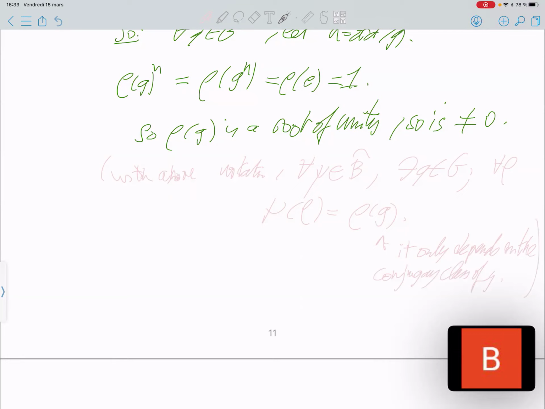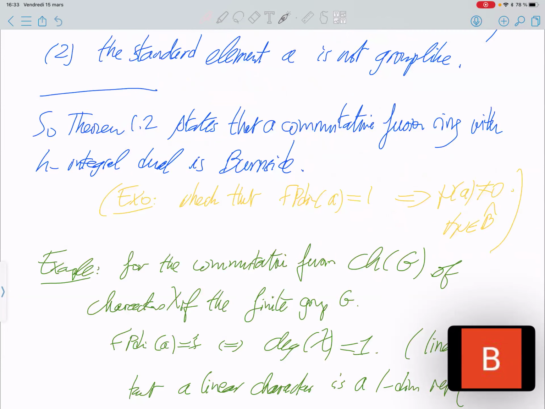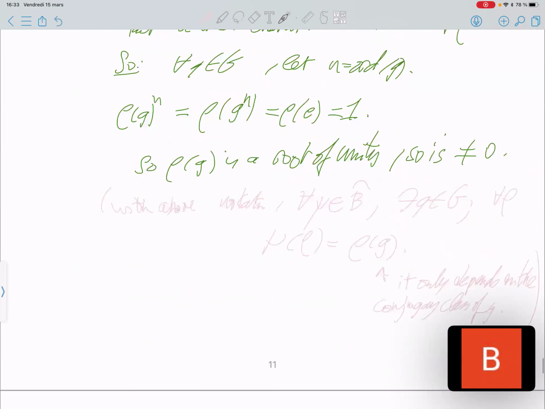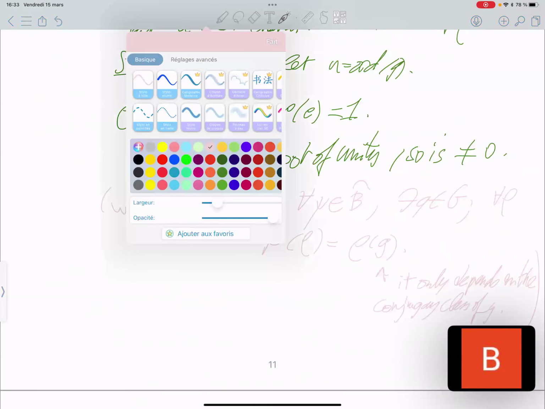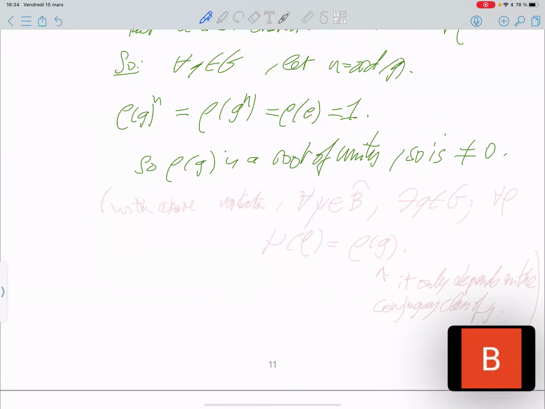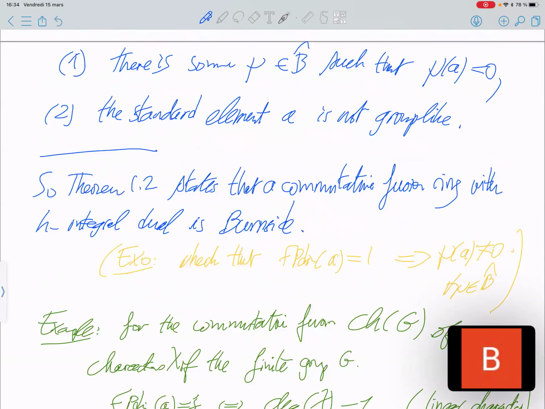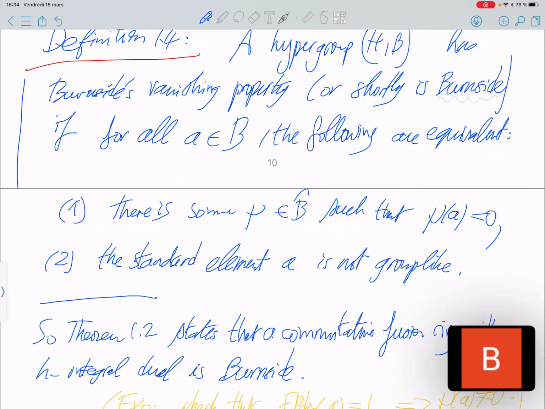Anyway, so you see why it is non-zero, and for commutative fusion ring, I guess you can write a proof along this line. Anyway, okay, so we really have that a commutative fusion ring with an integral dual is Burnside in the sense defined here. Okay.